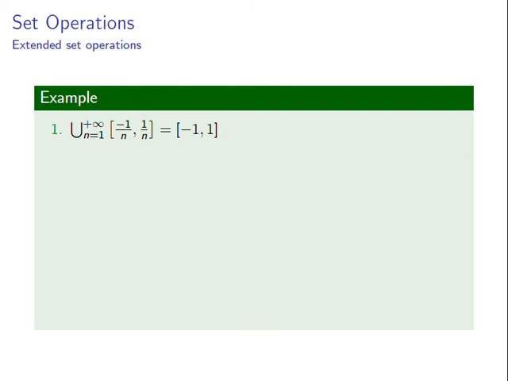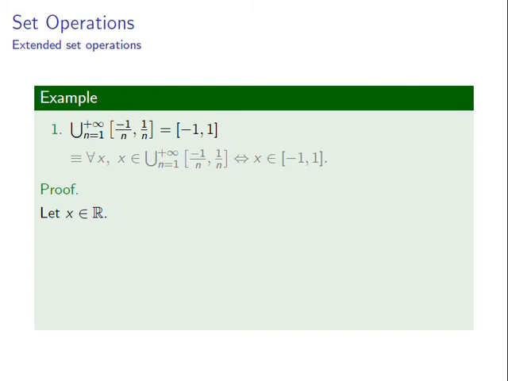Consider the following claim. The union of all closed intervals from minus 1 over n to 1 over n, from n equals 1 to positive infinity, is equal to the closed interval from minus 1 to 1. This is equivalent to the statement, for every x, x is an element of the union of all closed intervals from minus 1 over n to 1 over n, n from 1 to positive infinity, if and only if x is an element of the closed interval from minus 1 to 1.